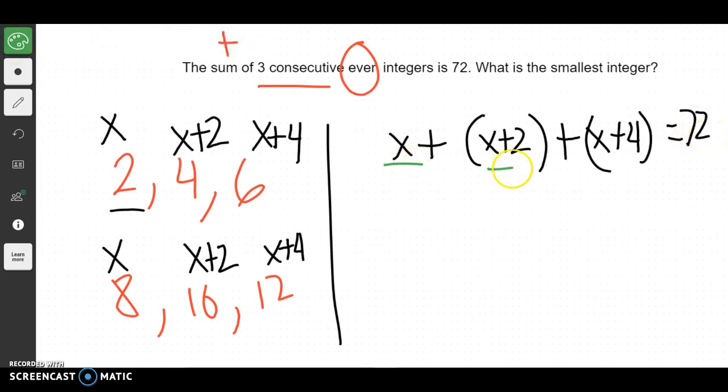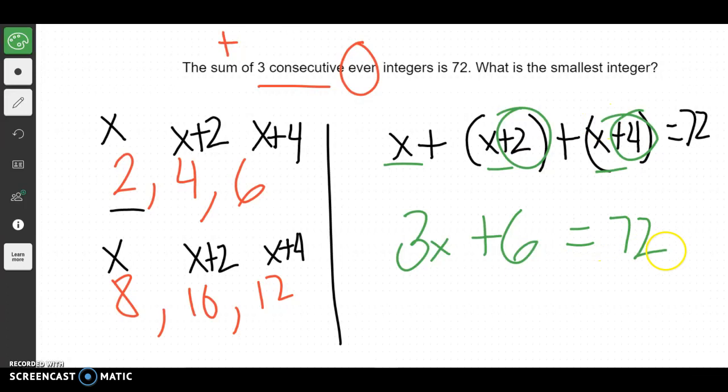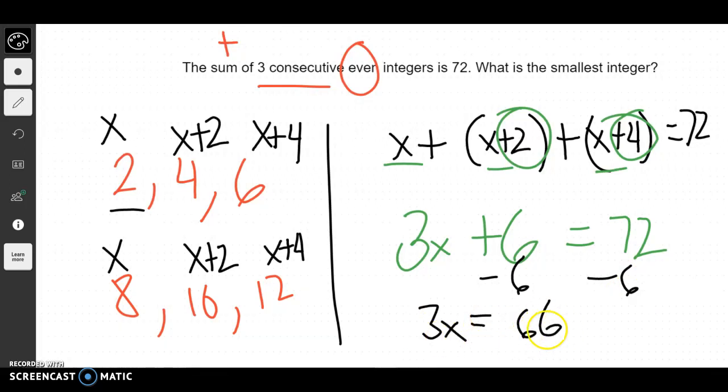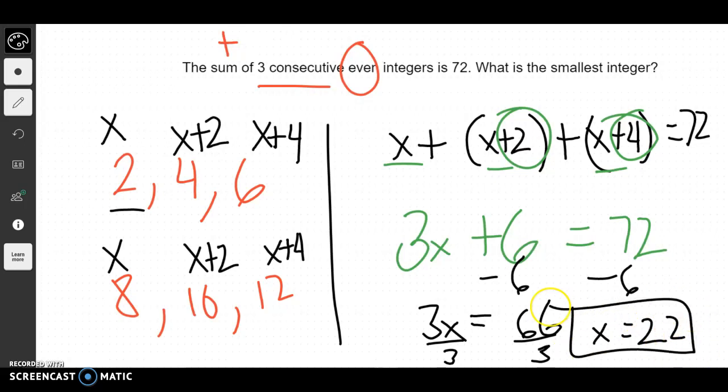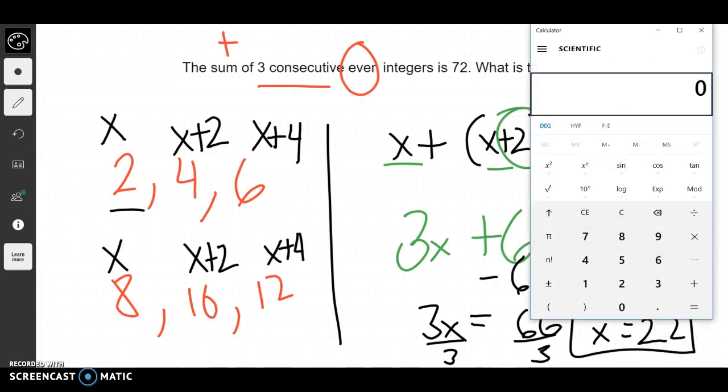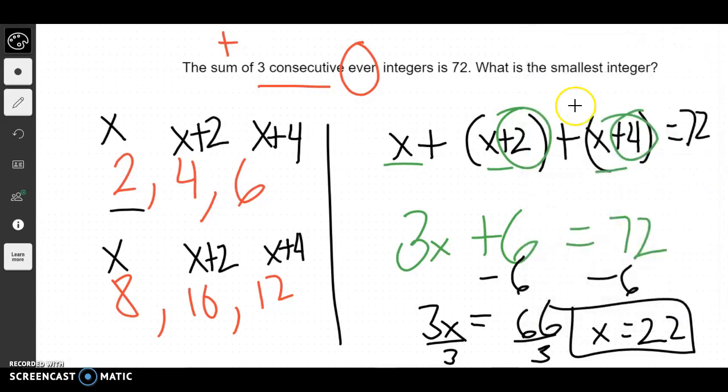Let's combine our like terms. So we have 3 x's plus 6, because 2 and 4. And that equals 72. Subtract 6. We get 3x is equal to 66. Divide by 3. x would give us 22. And then if we took that, we could see if it works. So 22 plus 24 plus 26. And we do get 72.